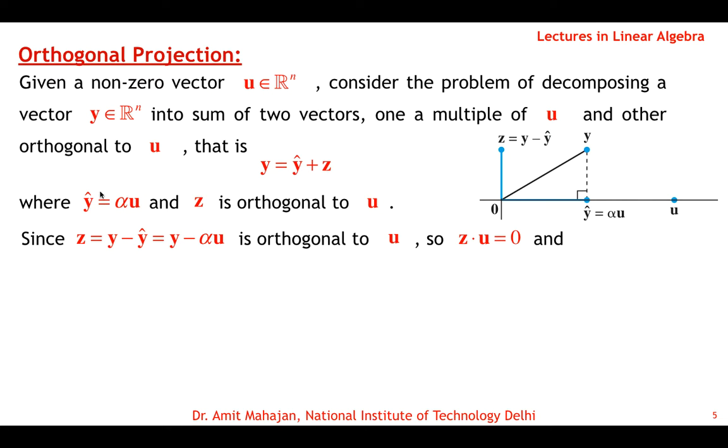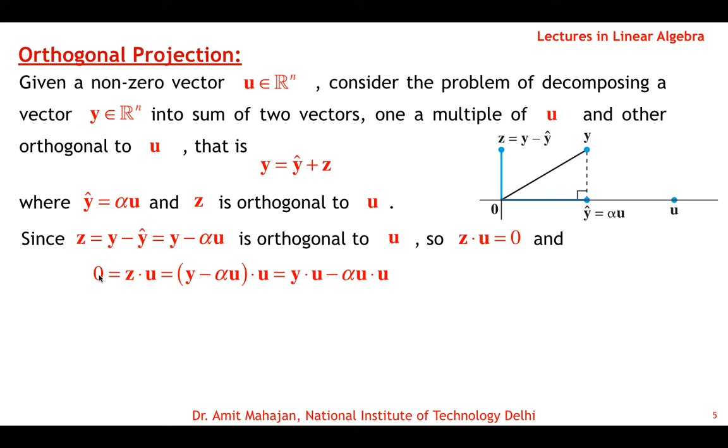Okay, and y cap we are saying is in the direction of u and it can be written as alpha times u, so I can substitute y cap as alpha times u. Okay, so z will be y minus alpha times u, and because z is orthogonal to u, the dot product of z with u is exactly 0. So if I substitute the z value as y minus alpha u, then y minus alpha u dot product with u equals 0, and from here I can calculate this alpha.